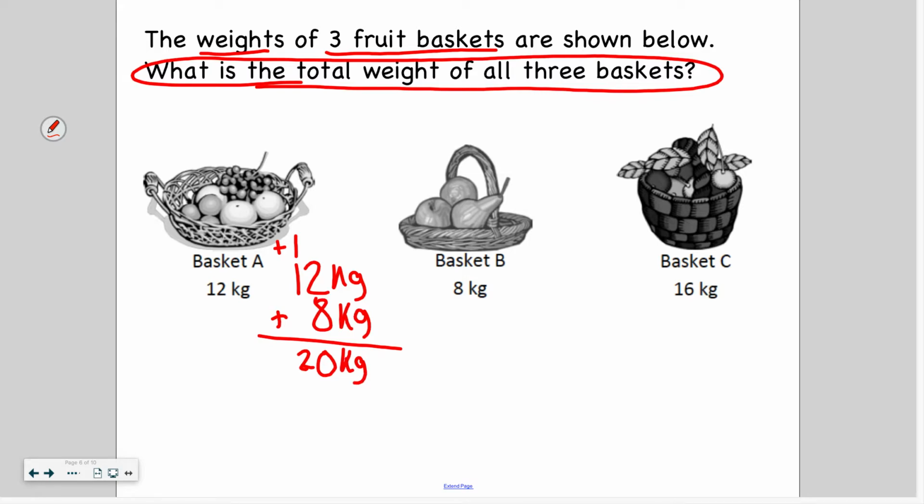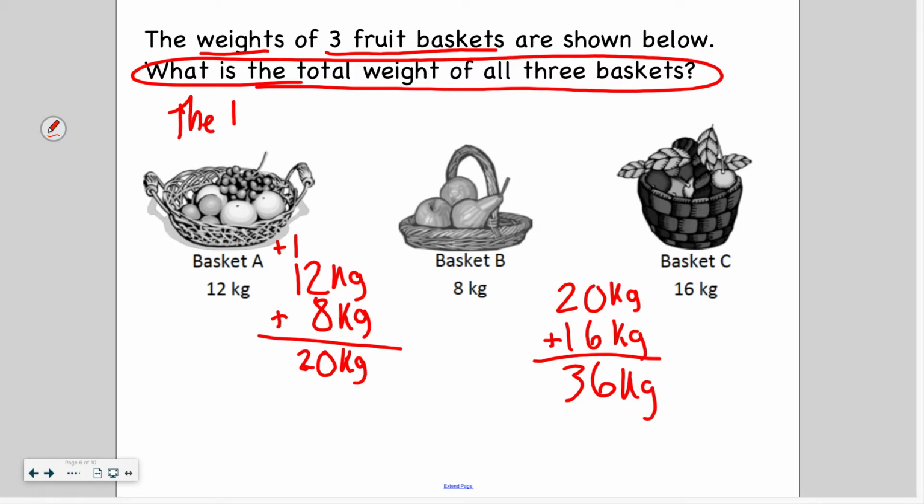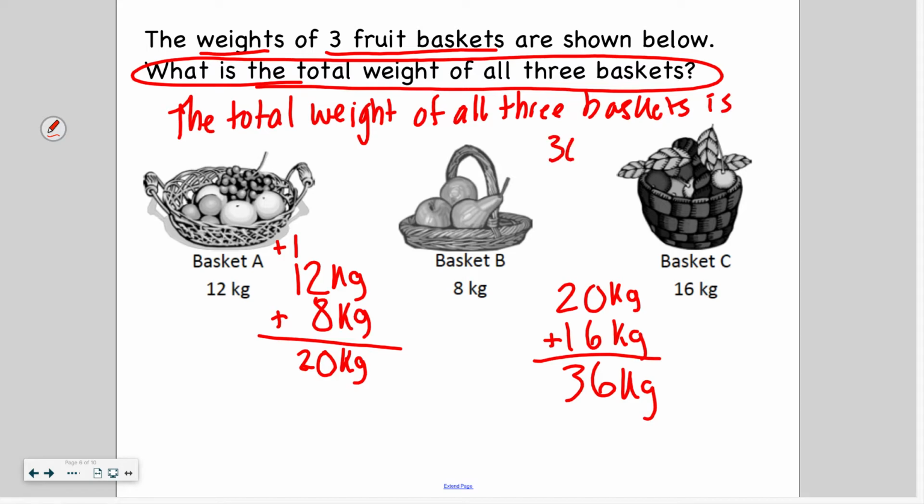Now I can add baskets A and B with C. So the 20 kilograms plus 16 more kilograms. Well, 0 plus 6 is 6. 2 plus 1 is 3. So the combined weight is 36 kilograms. The total weight of all 3 baskets is 36 kilograms. So I just want to look back to make sure I added everything correctly.